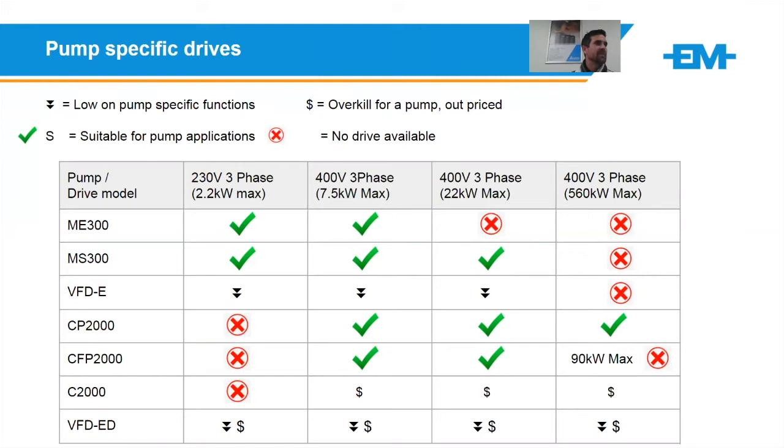So Chris, AFE2000 and REG2000 are the specialized regen and active front ends. And all the Delta drives up to lower than 30 kilowatt have built-in braking choppers, even from the most basic ME all the way through to the high-end CP2000, all have built-in braking transistors. All right.